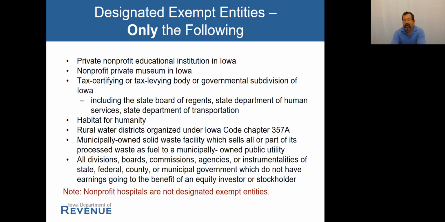Rural water districts organized under Iowa Code Chapter 357A. Municipally owned solid waste facilities which sell all or part of their processed waste as fuel. All divisions, boards, commissions, agencies, or instrumentalities of state, federal, county, or municipal government which do not have earnings going to the benefit of an equity investor or stockholder. These are the only entities that fall under the category of designated exempt entities. And a special note here, nonprofit hospitals are not designated exempt entities.